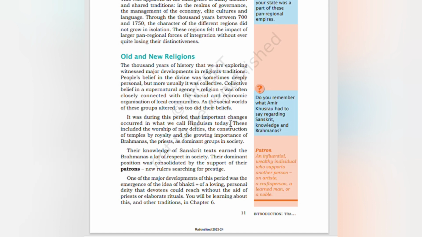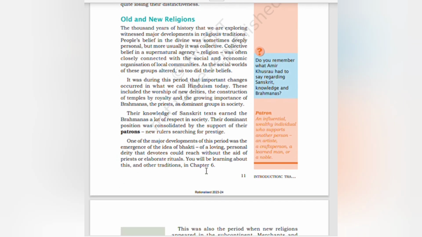This included the worshipping of new deities, the construction of temples by royalty, and the growing importance of Brahmanas, the priests, as dominant groups in society. The knowledge of Sanskrit texts earned the Brahmanas a lot of respect in society. Their dominant position was consolidated by the support of their patrons, new rulers searching for prestige.